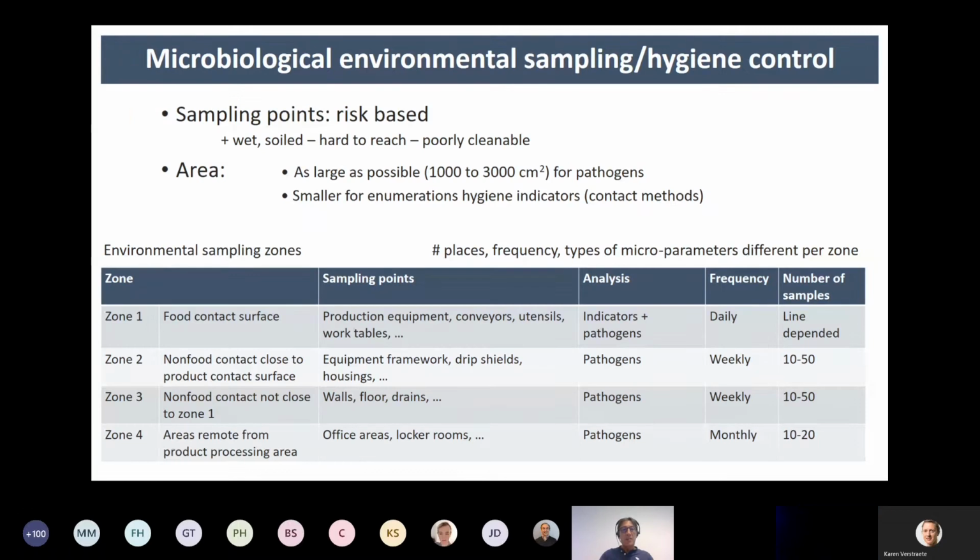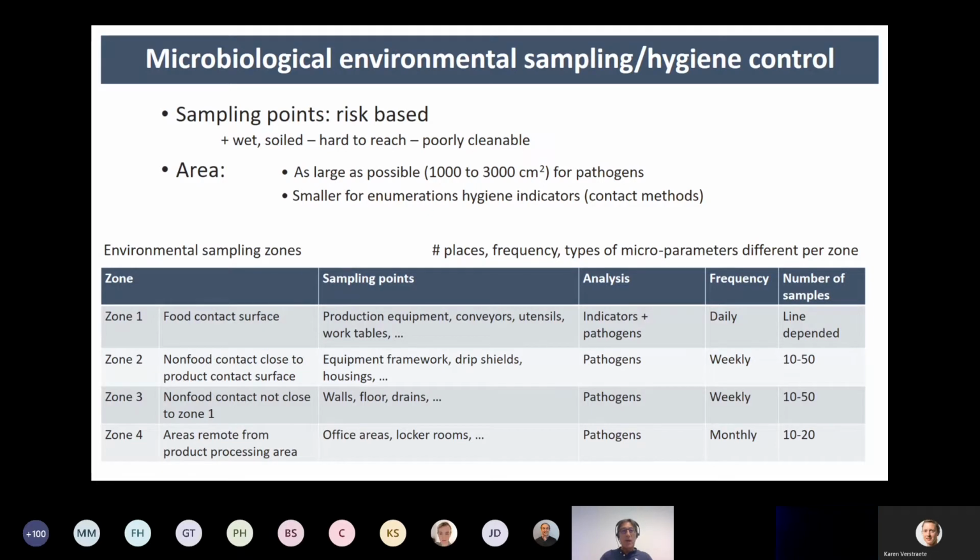Then, of course, the next thing is which kind of points do I need to sample? How many points do I need to sample? At which frequency? And which type of microorganisms do I need to analyze? Concerning the sampling points, for hygiene control, those sampling points need to be risk-based. And besides the fact that they need to be risk-based, you also have to give attention to wet points, soiled points, and certainly also hard to reach and poorly cleanable points.